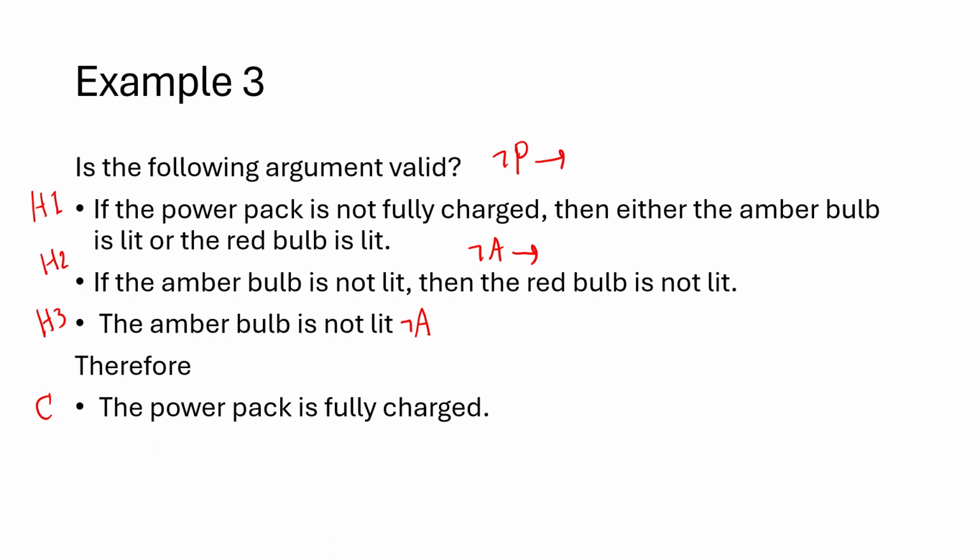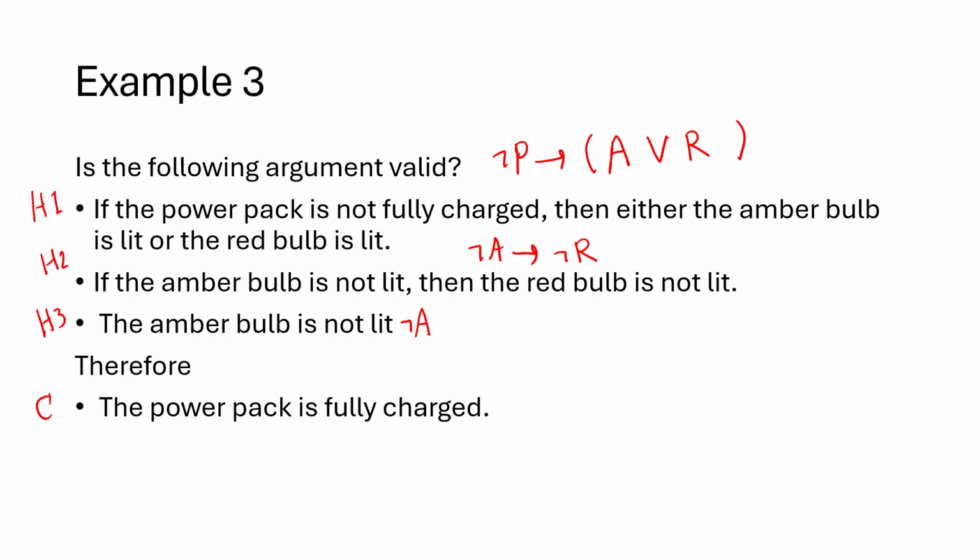So following the same kind of argument, let's give the name R to the sentence that says the red bulb is lit. So let's call that R, which means that this will be not R. Okay, and finally here we have either the amber bulb is lit or the red bulb. So that's an or of the amber bulb is lit or the red bulb is lit.